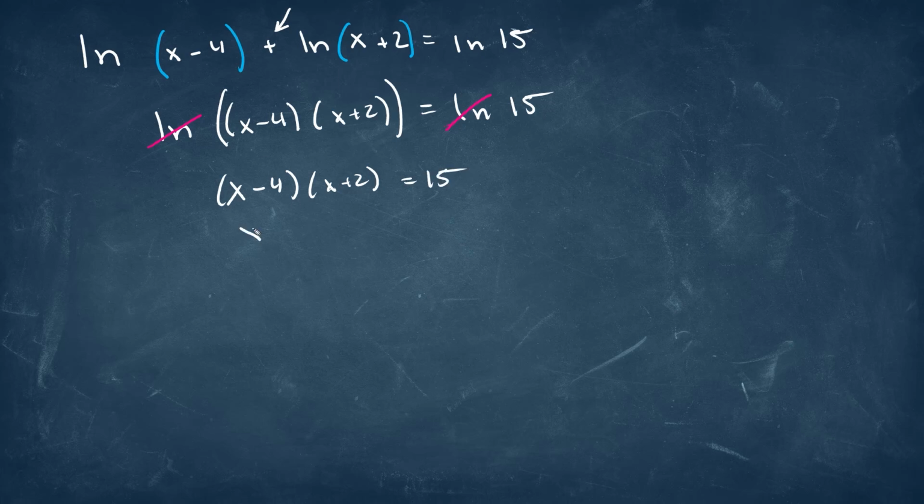We can factor this out to get x squared minus 2x minus 8 is equal to 15. We'll move 15 to the other side. So we're going to get x squared minus 2x minus 23 is equal to 0.